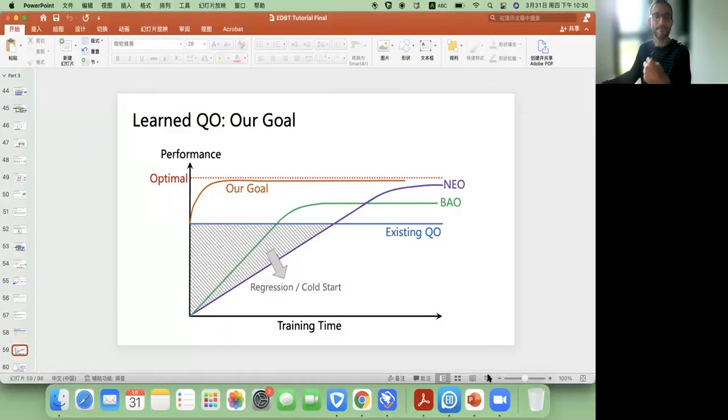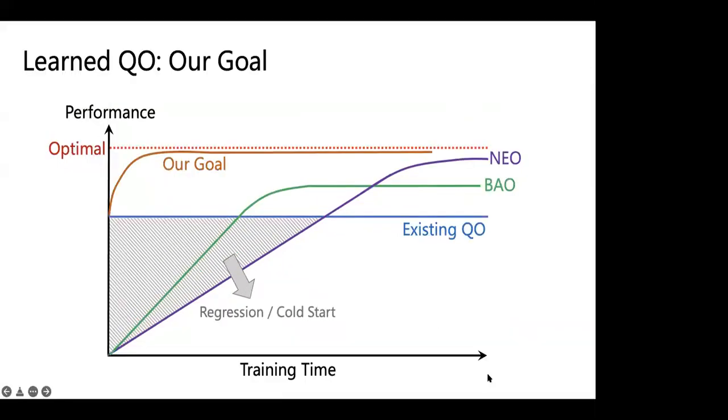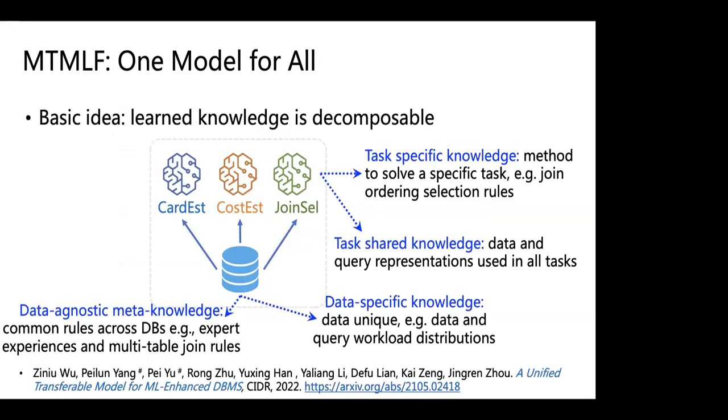Let me just continue to see how to achieve our goal of the performance of a desirable query optimizer, which could start with performance close to an existing one and gradually be trained to be more optimal. So we make one step out: we propose a model called MTMLF, one model for all.